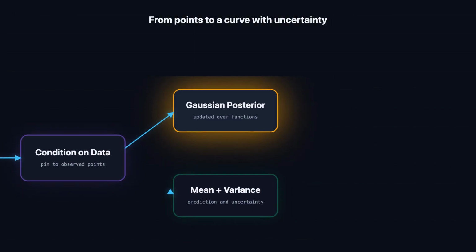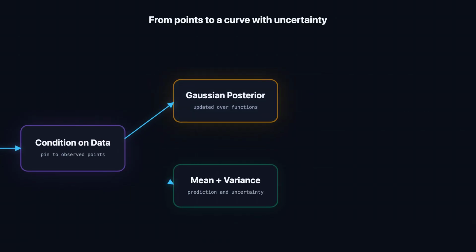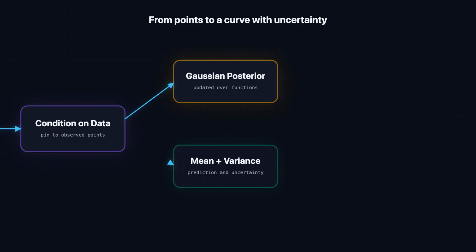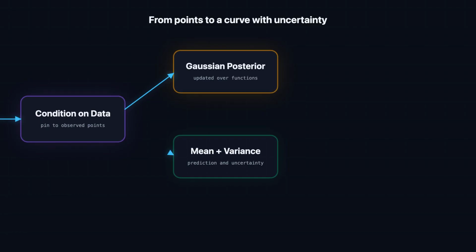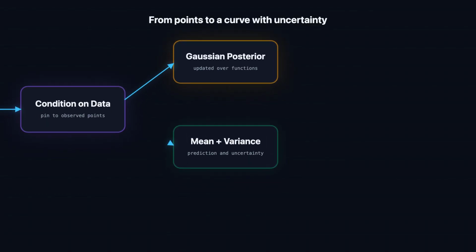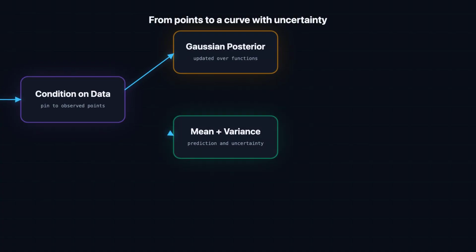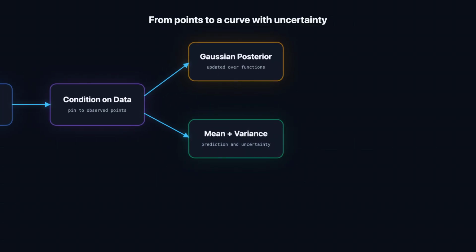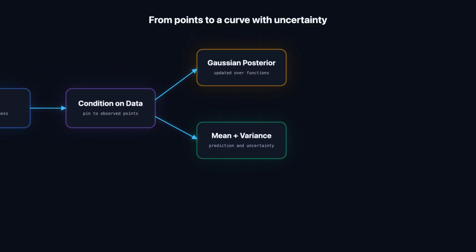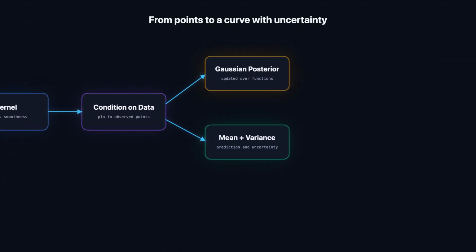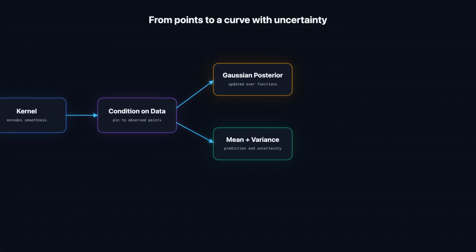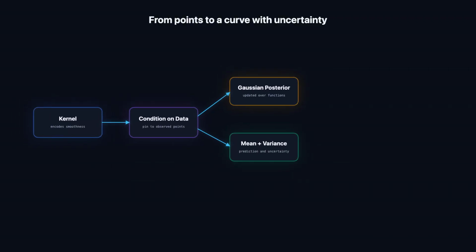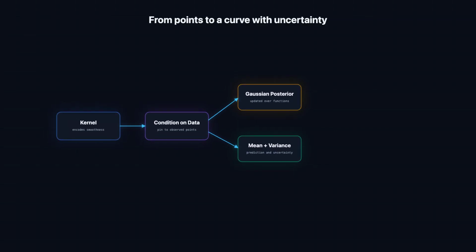Out of that conditioning comes a posterior, another distribution over functions, but now shaped by what you've seen. This posterior is the updated belief about which curves are plausible after the data has spoken, and it's still fully Gaussian at every point. Finally, you read it off. At any input you care about, the posterior gives you a mean, which is your prediction, and a variance, which is your uncertainty. Near your data, the variance shrinks toward zero. Far away it grows, honestly telling you the model is extrapolating.